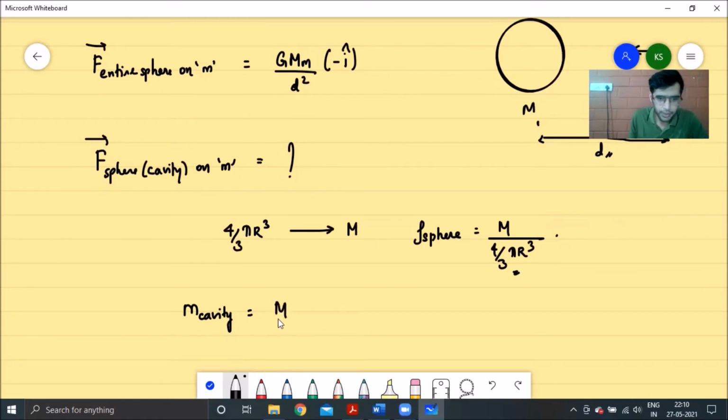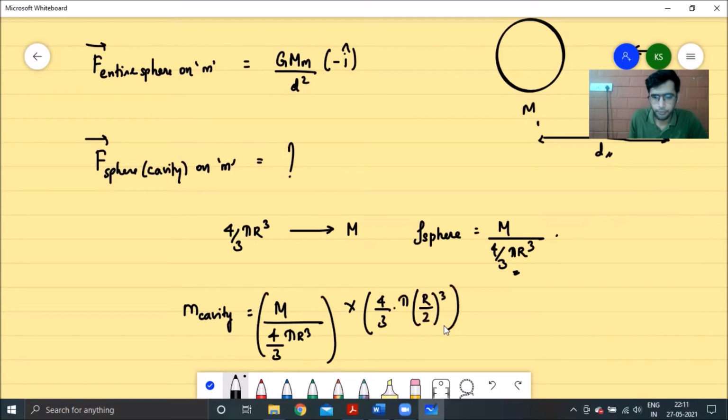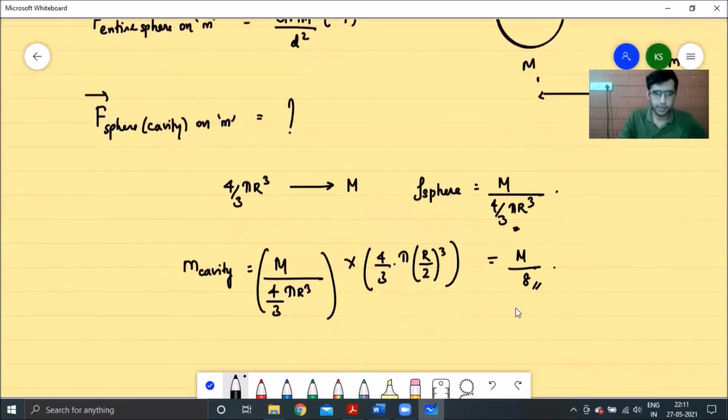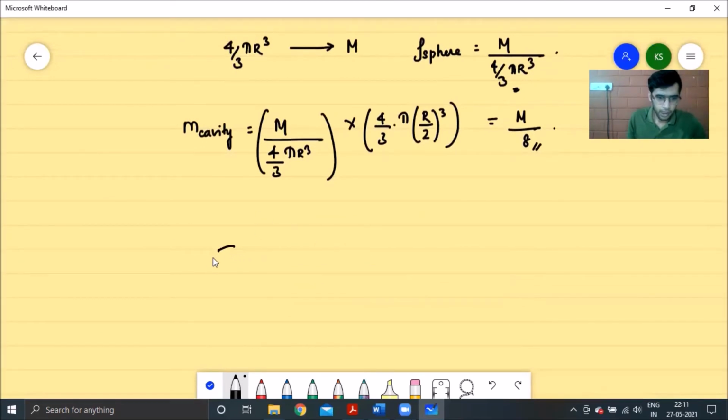And that will now be equal to density into volume. And now your density of the material, that is lead, is M by 4 by 3 pi r cube. And we need to find out what mass will it have when it's occupying a volume of 4 by 3 pi of r by 2 whole cube. So 4 by 3 pi gets cancelled. So you get the mass of the sphere occupying the volume of the cavity to be equal to M by 8, right? And now we know what's the mass of the cavity. So now we'll find out what force that sphere occupying the volume of the cavity is exerting on this particle.